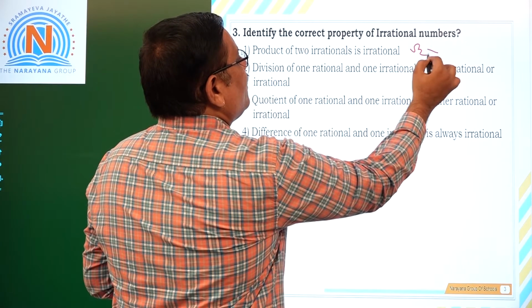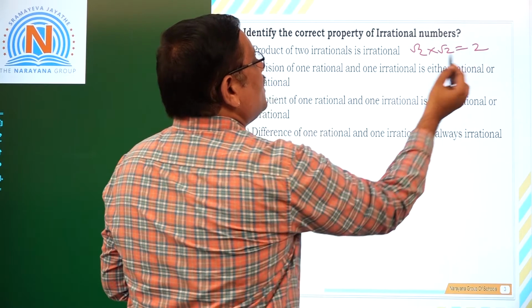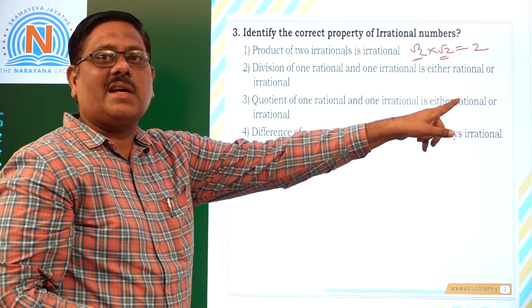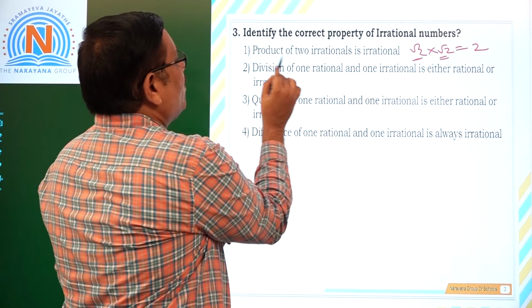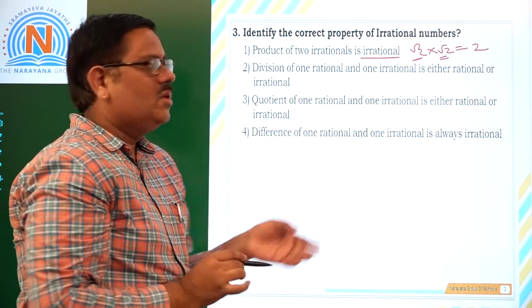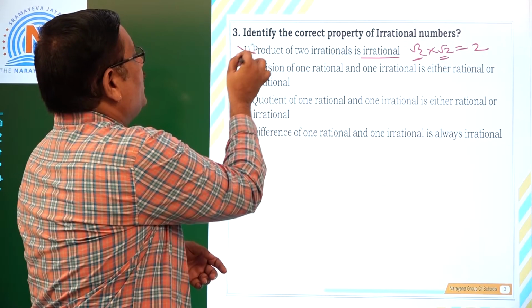Root 2 multiplied with root 2, the result is 2. Root 2 is irrational, root 2 is irrational, but their product is 2, which is rational. But he is saying that the product of two irrationals is irrational. That's not always true. So this is not the correct property.